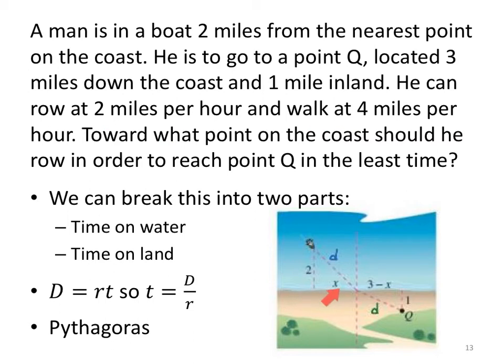First of all, we have the amount of time he takes on water and then we have the amount of time he takes on land. We also know that distance is rate times time, so time must be distance divided by rate. And I have a couple of little right triangles here, so let's not forget Pythagoras.